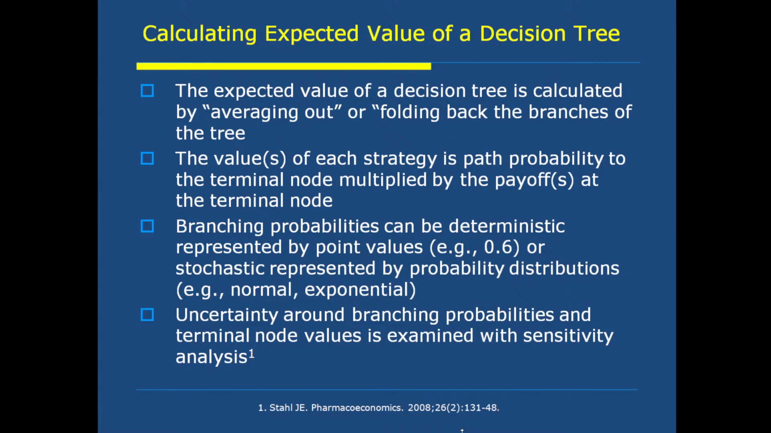The expected value of a decision tree is calculated by averaging out or folding back the branches of the tree. The value of each strategy is the path probability to the terminal node multiplied by the payoffs at the terminal node. Branching probabilities can be deterministic, represented by point values, or stochastic, represented by probability distributions. Uncertainty around branching probabilities and terminal node values is examined with sensitivity analysis.